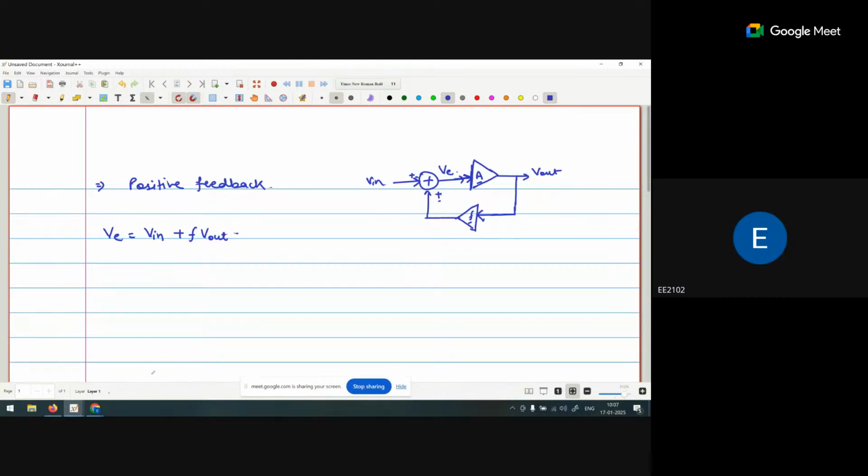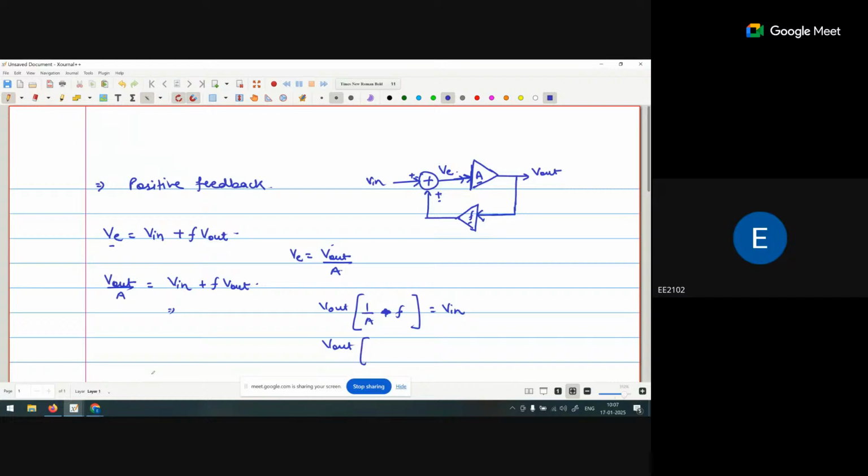Okay, and what is the relation between the VE and V out? VE is nothing but V out upon A. So if I put this value here, we get V out upon A is equal to V in plus F times V out. Okay, take V out common, taking this side: V out times (1 upon A minus F) is equal to V in.